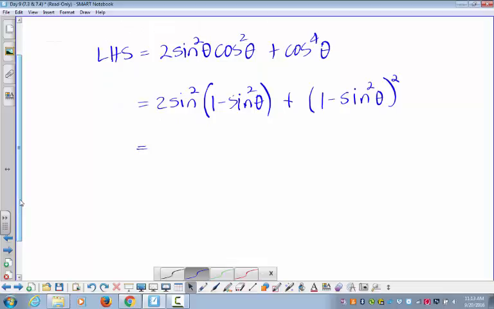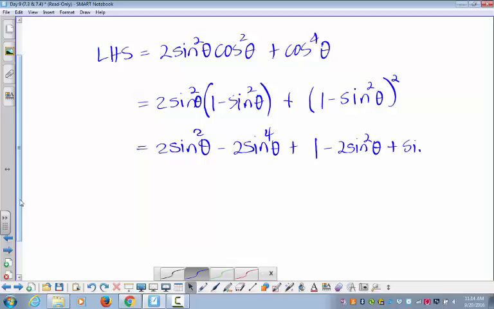Let's distribute and see what happens. See if anything rolls out of here. Oh, there should be a theta right here. I always have to have an angle in the trig function right there. It should be a theta. So 2 sine squared theta times 1 is 2 sine squared theta. Minus 2 sine to the fourth of theta plus. Here we're going to FOIL. So we're going to have 1 minus 2 sine squared theta plus sine to the fourth of theta.